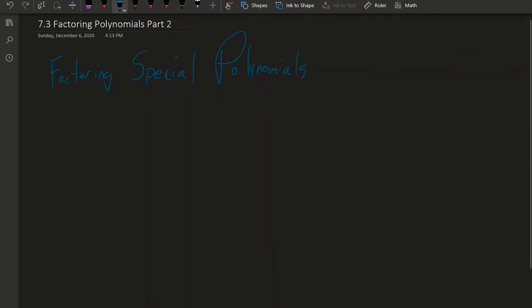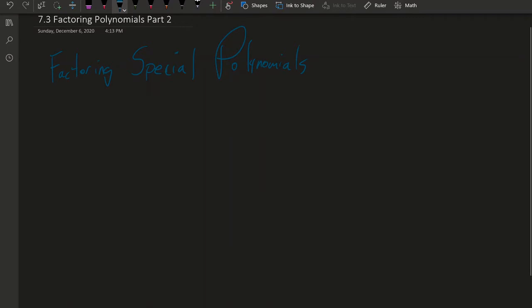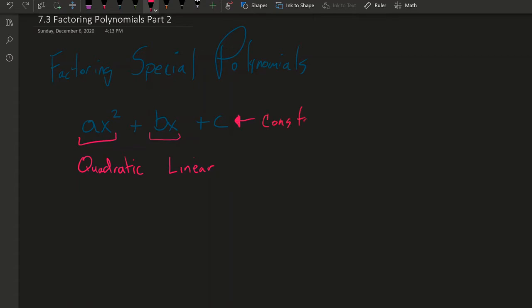So, just in general terms, the quadratic trinomials that we have been factoring have looked like this: a times x squared plus b times x plus c. The ax squared is called the quadratic term, while the term that has the variable is called the linear term. And the term at the end, the plain old number with no variable on it, is called the constant.